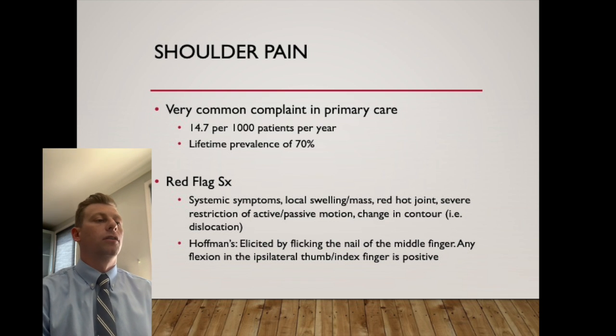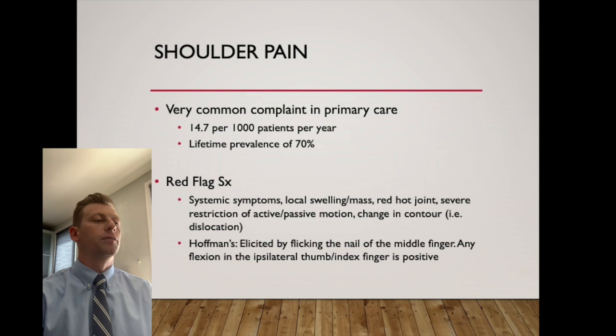In terms of our neurovascular assessment of the patient, there's something I looked into called Hoffman's reflex. It's kind of interesting. It is done by flicking the nail of the middle finger, and flexion of the thumb and index finger of the same hand that you're flicking is a positive test that can be used to look for signs of upper motor neuron lesions, just like we have the Babinski in the lower extremity.